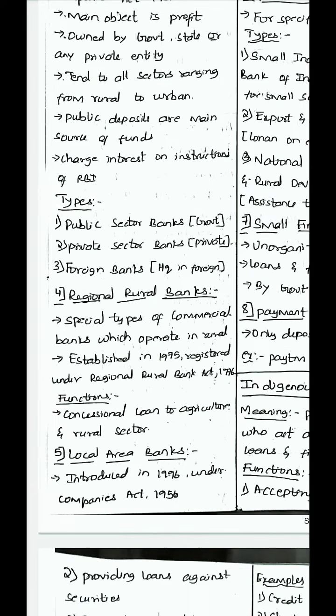So types of commercial banks. Under commercial banks we have further types as public sector banks which work for government. Then we have private sector banks which work for private. Then foreign banks whose headquarters is in a foreign country but their branches are in India.